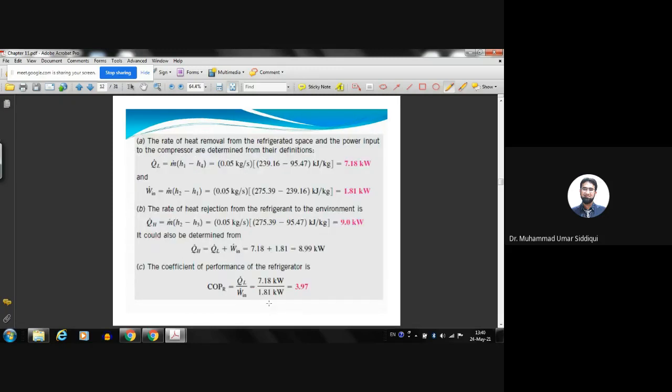Once you have all the four H's, use those enthalpy values to determine the cooling load and then determine the work input. And then you can determine the amount of energy rejected by the condenser, and use Q dot L and W in in the formula for COP to determine the coefficient of performance. So it's pretty straightforward. There's nothing complicated here in the solution.